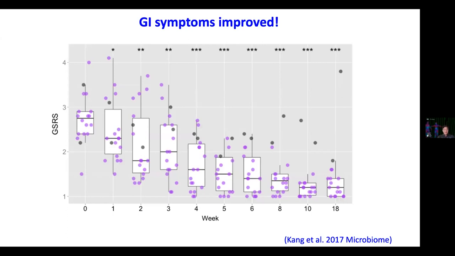Surprisingly, and very interestingly, we found that GI symptoms improved. As you see on the y-axis, GSRS is a score. A high score means more severe GI problems. But the scores come down after 18 weeks, showing that the children with autism were relieved from the GI symptoms.